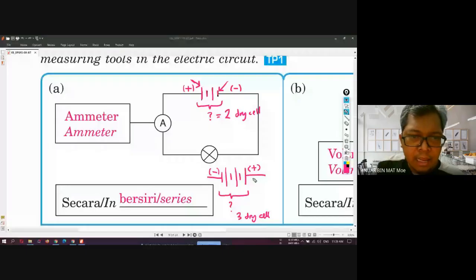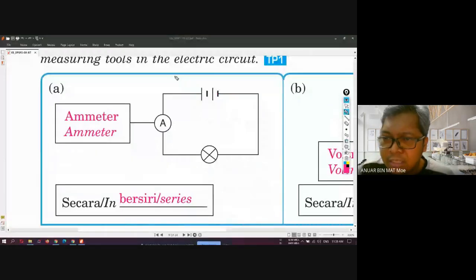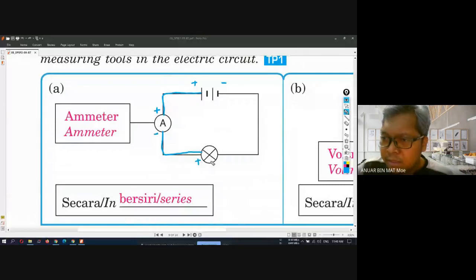Now, this is an ammeter, and how are the components arranged in series? What do we mean by in series? Series means the connection of all the components is one loop. For example here, from the positive to the negative terminal, you just connect the wire in a single loop. From positive, you enter the positive terminal on the ammeter, exit the negative terminal on the ammeter, and then go to the bulb. Actually, the bulb doesn't have any polarity.